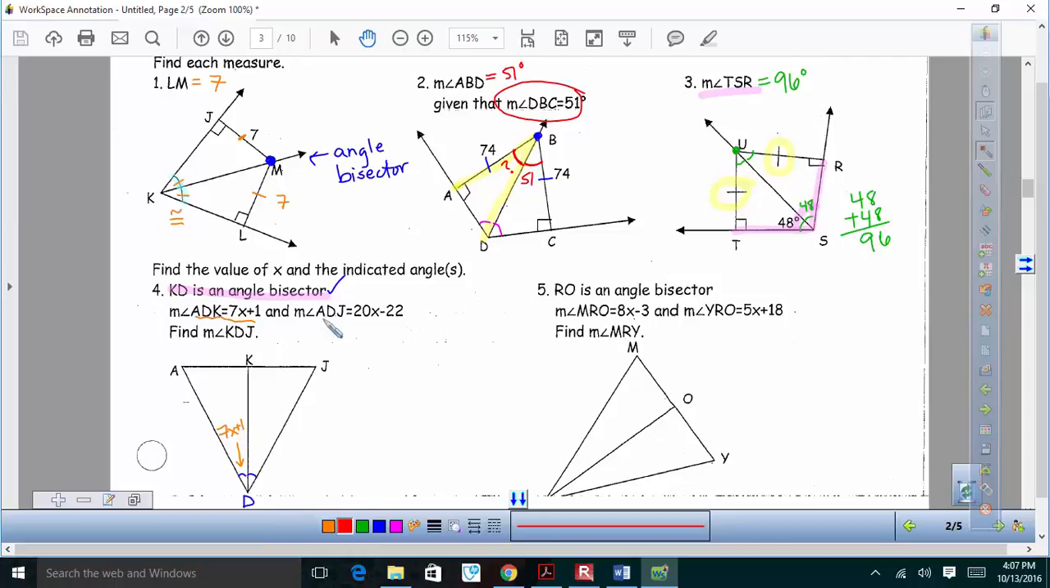Then it tells me that measure ADJ, so if I start at ADJ, I'm looking at the whole measure right here. The whole measure ADJ is 20x minus 22. So this was a whole, or the whole angle, and this was only part of an angle.